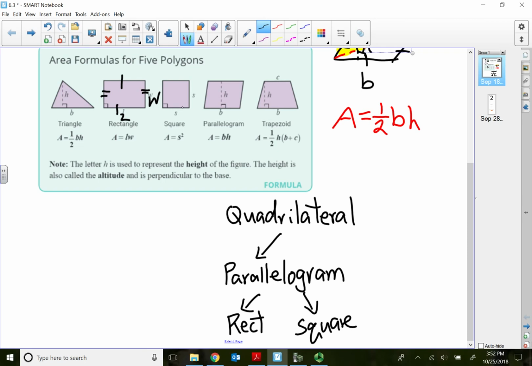All right, square. A square is just another one of those parallelograms where the opposite sides are congruent and parallel. To be more specific with the square, all four sides are congruent, the same length. So rather than call them base and height again, we just call them side and side. Now, another specific shape under the quadrilateral is called a trapezoid.